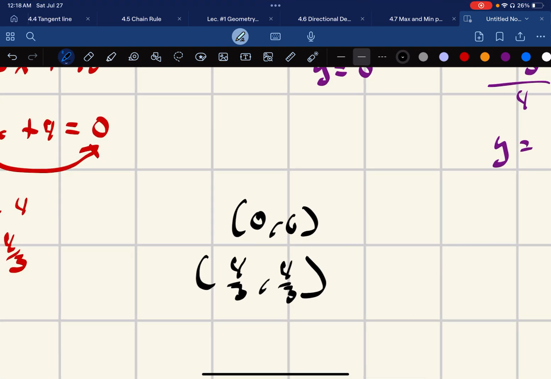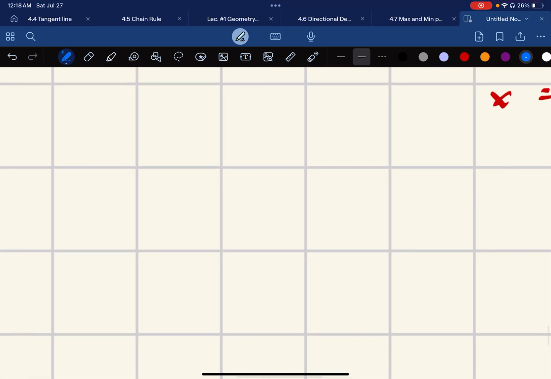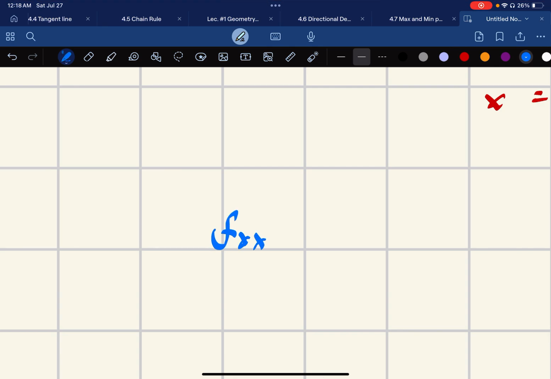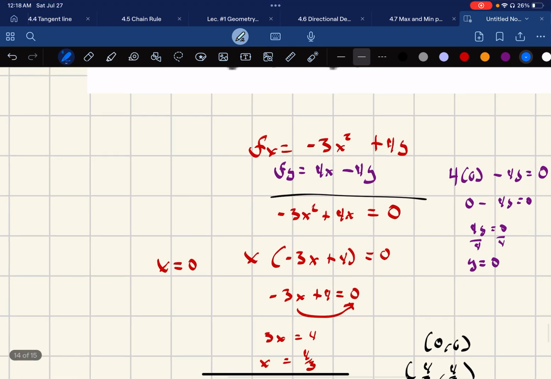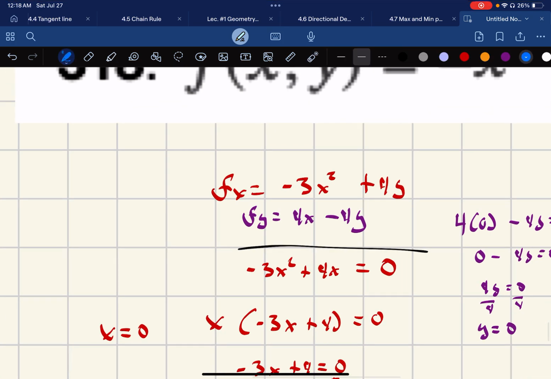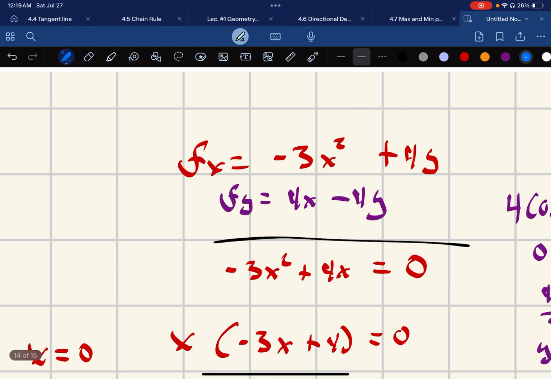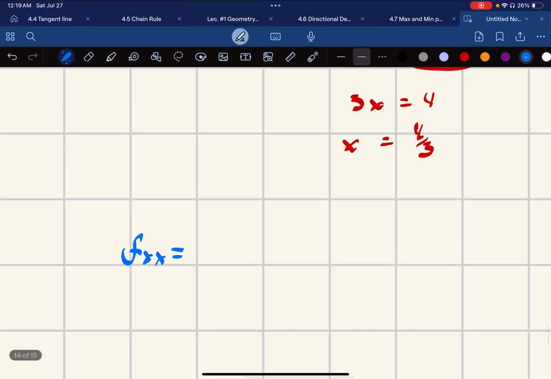But before we do that, we have to find the second derivative of the partial with respect to x and y, right? So first things first, we have this as our first partial. We don't see any x's here, so we look at this one. So negative 3x squared, what's the derivative of that? So it'll just be 2 times negative 3, right? So that's negative 6.